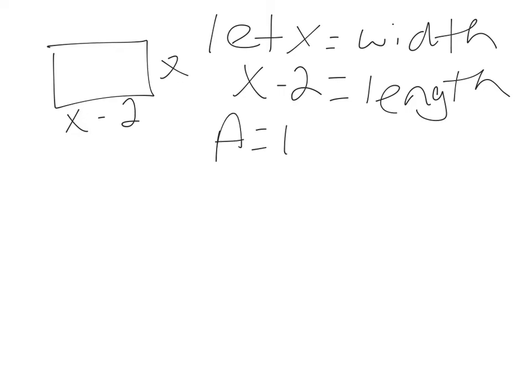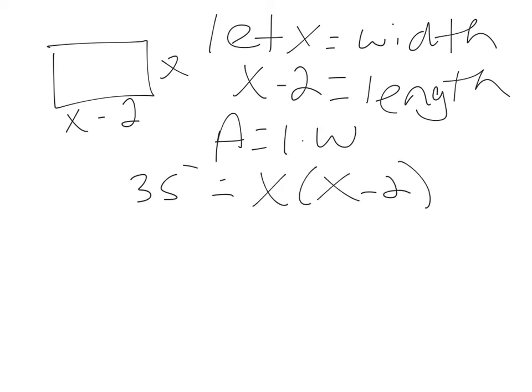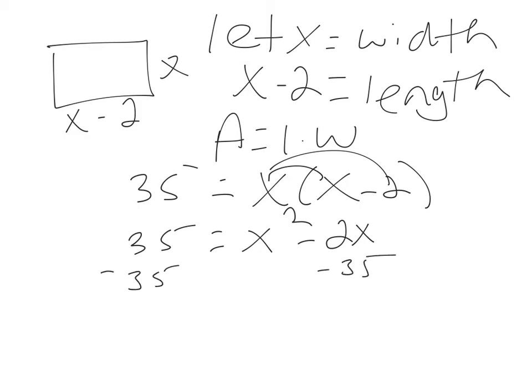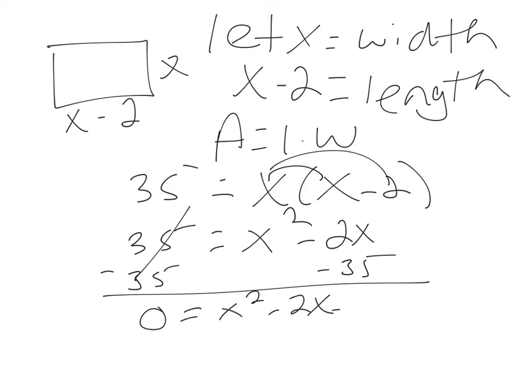Area equals length times width, so 35 is the area, and I can substitute in my width and my length. Commutative property allows me to switch that order, and then distribute. 35 equals x squared minus 2x. And since I have x to the first power and x to the second power, I need to solve this by factoring. So I'm going to get it equal to 0. X squared minus 2x minus 35. And that means I need to find two numbers that multiply to be negative 35 that add up to negative 2.